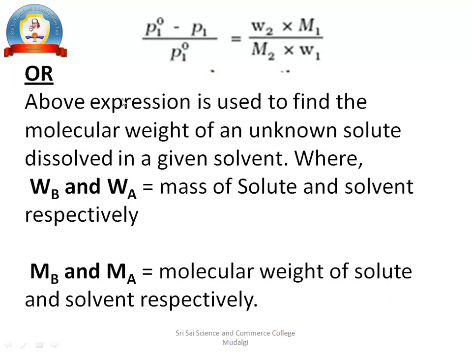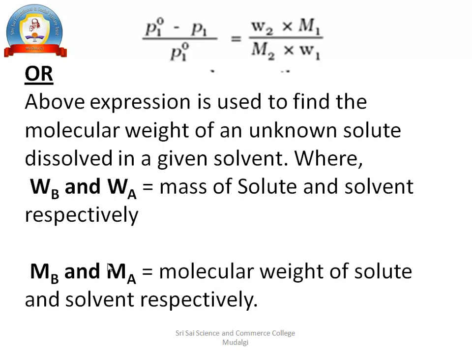Now, the above expression is used to find the molecular weight of an unknown solute dissolved in a given solvent, as I told earlier, where Wb is the weight of component B, and Wa the weight of component A, nothing but the mass of solute and solvent respectively. So solute is Wb and solvent is Wa. And Mb and Ma are the molecular weight of solute and solvent. Mb is the molecular weight of component B and Ma of component A. So here you can use B as either W2, M2, and A as W1, M1. Right. So whichever you refer to in the textbook, whichever you feel easy, that's the representation you can use.